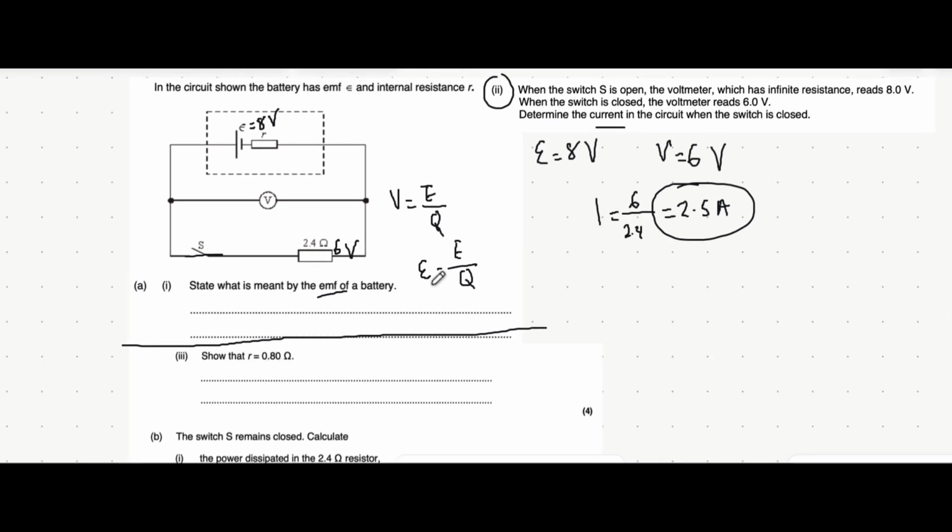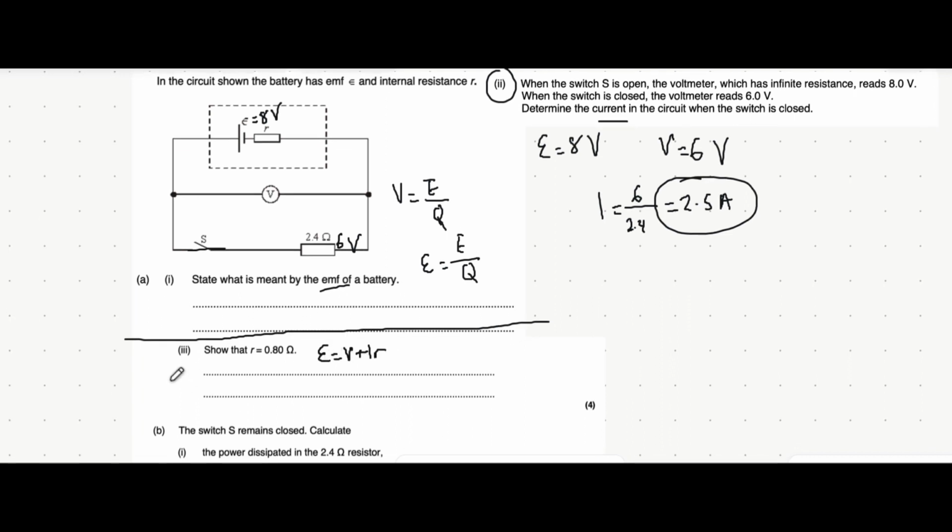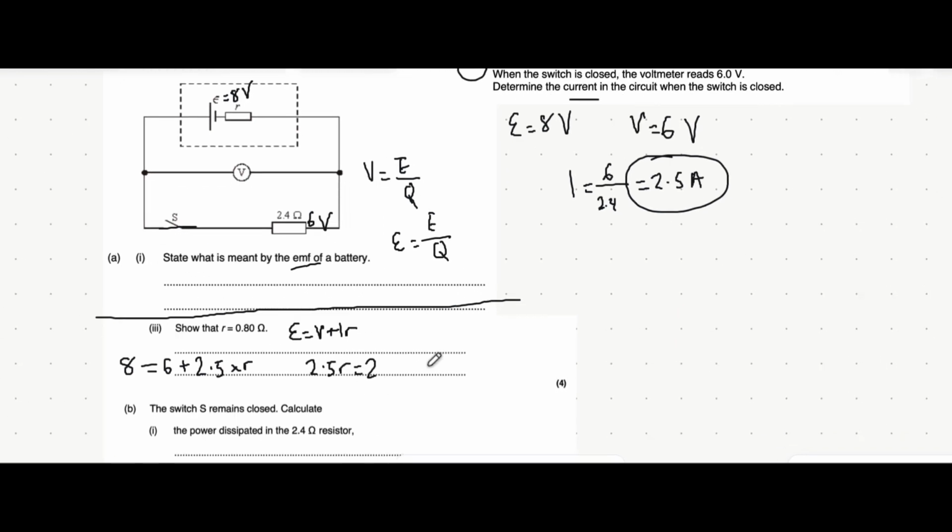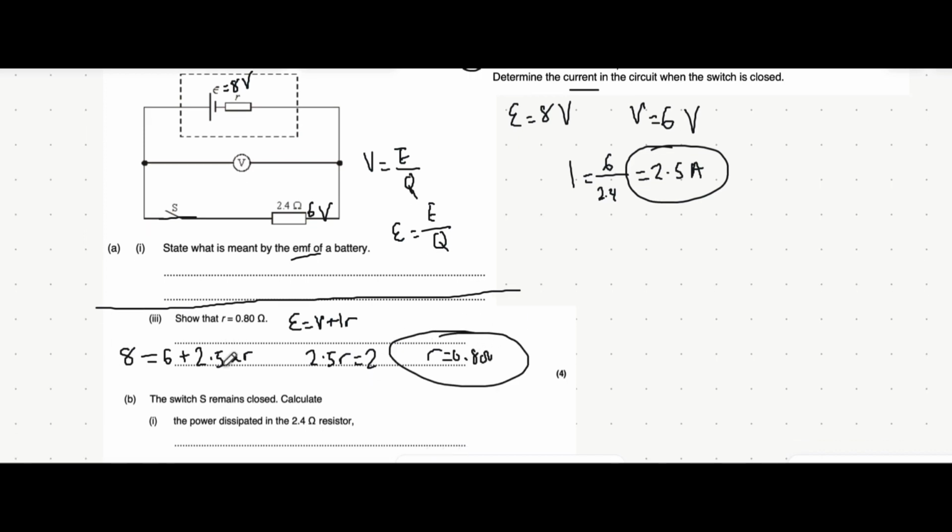Here we actually have to use the EMF equation, and I'd always recommend you use this whenever you want to find internal resistance. The EMF, the total voltage through the battery, is equal to the terminal voltage, the voltage that reaches everything except the internal resistance, that's 6 volts, plus current multiplied by internal resistance. That's 2.5, because that's also the current moving through the internal resistance, multiplied by little r, which we're trying to find. Subtract 6 from both sides, and we get 2.5r is equal to 2. Divide both sides by 2.5, and we get the internal resistance is 0.8 ohms. And that's the answer to part 2.